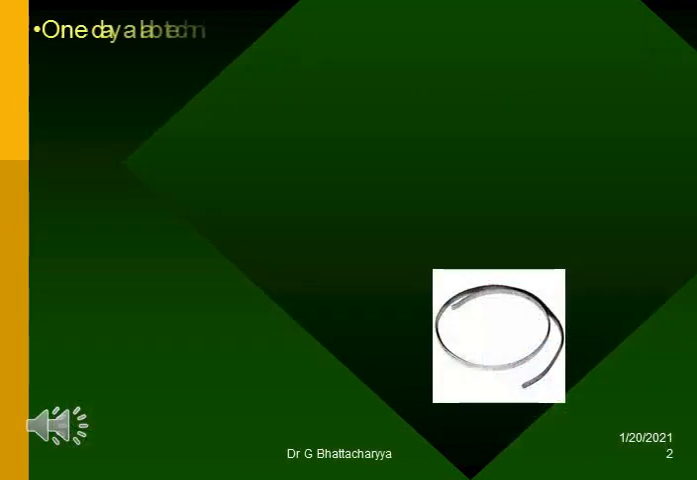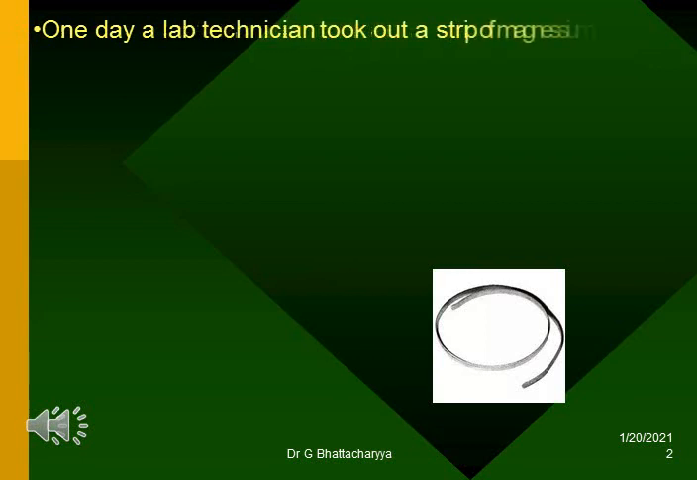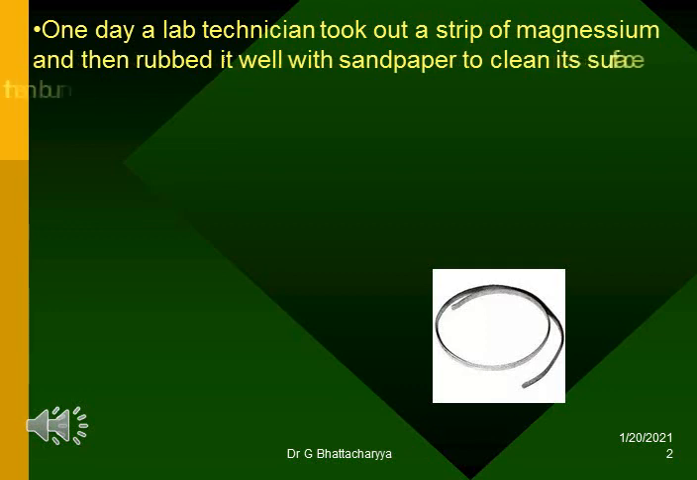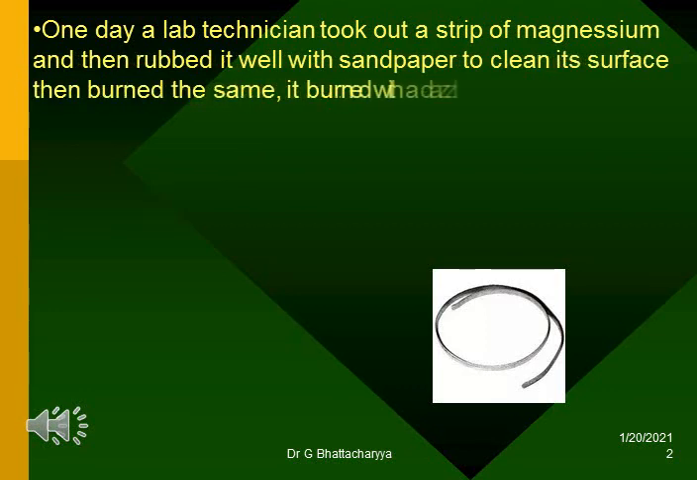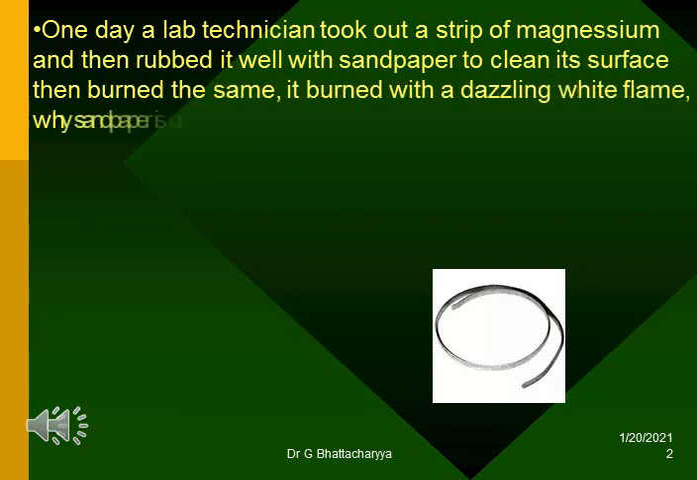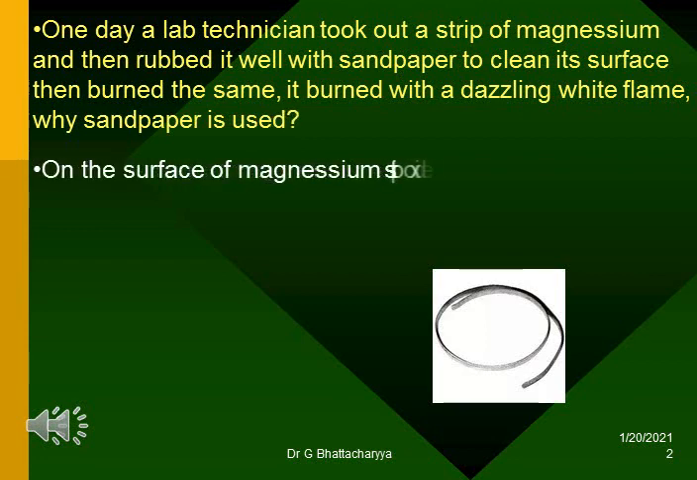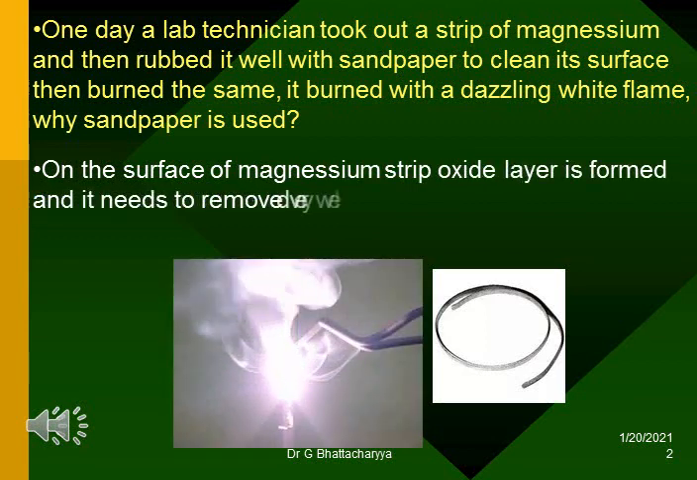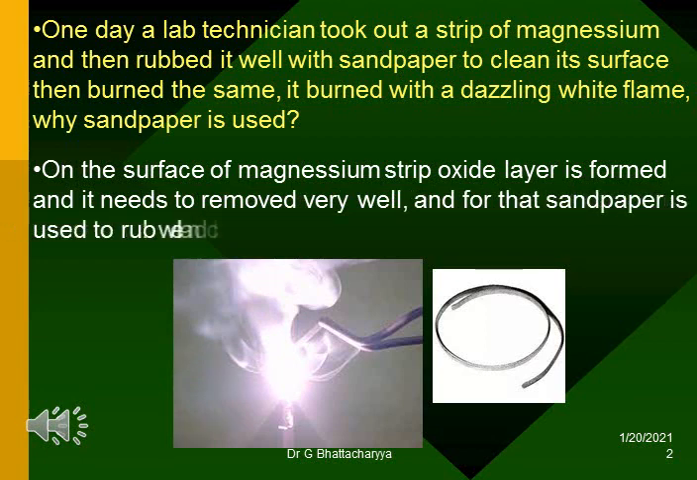One day a lab technician took out a strip of magnesium and then rubbed it well with sandpaper to clean its surface, then burned the same. It burned with a dazzling white flame. Why is sandpaper used? On the surface of the magnesium strip an oxide layer is formed and it needs to be removed very well, and for that sandpaper is used to rub well and clean that layer of oxide before burning.